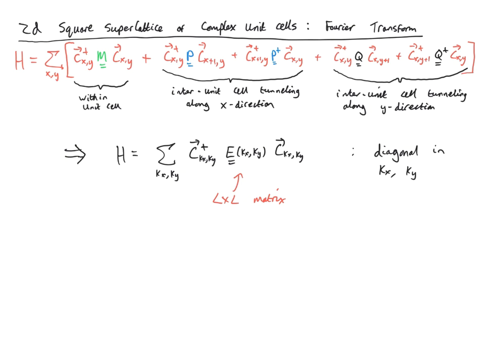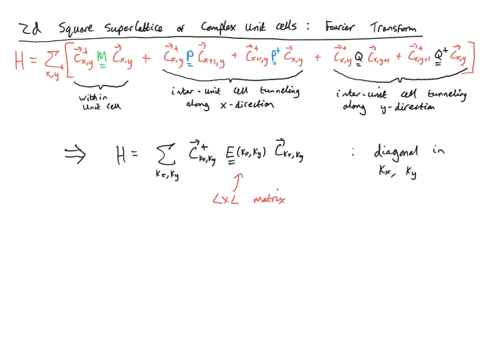So how do we diagonalize E? Well, that really depends on the structure of the problem. What do these matrices M, P, and Q look like? And that, in the end, is telling us about the geometry of our actual underlying quantum system.